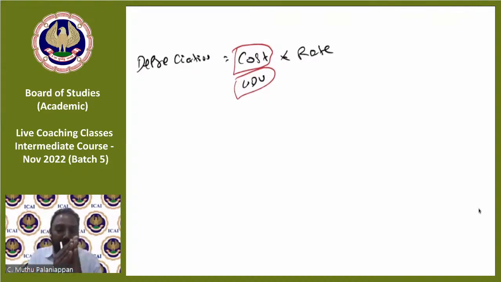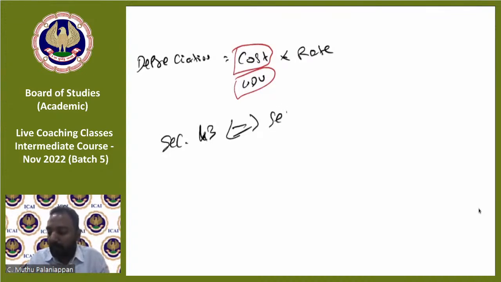So to start with this session, we're going to understand these two terms. What is actually the cost of the asset and what exactly is WDV? To understand these two terms, I'm going to give you an introduction about Section 43. So what is Section 43? It is something like Section 2. What is Section 2?